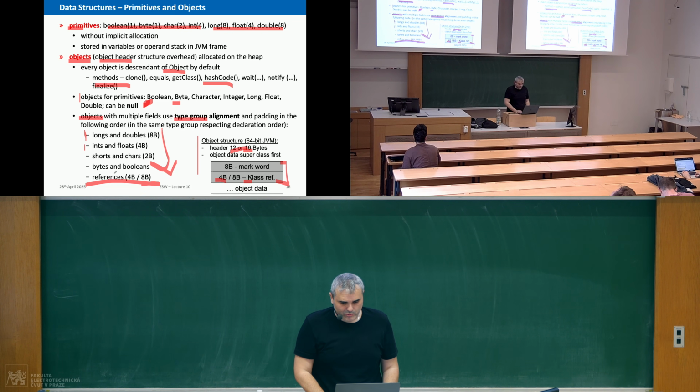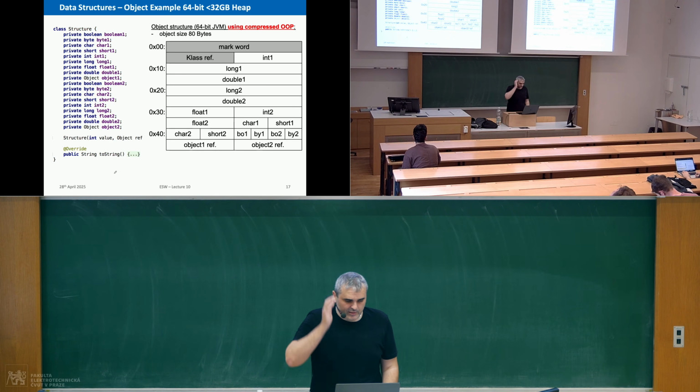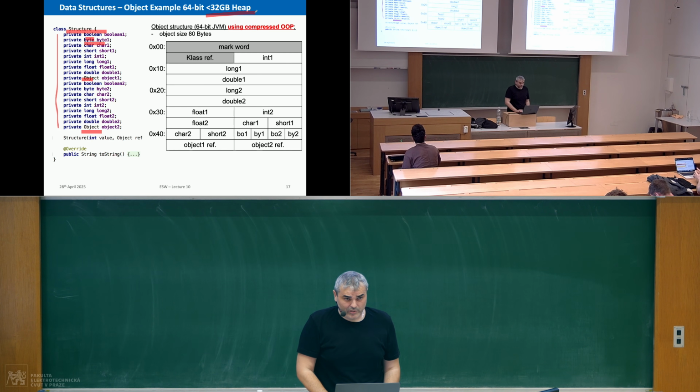So if we look at a specific example here, let's have a structure object here with this definition, a quite complex object with a lot of fields with various data types, primitives. There is one reference here, a second reference here. If we look at the representation on the heap, where the heap is smaller than 32 GB, so compressed OOP is used, this is how such an object looks on the heap.